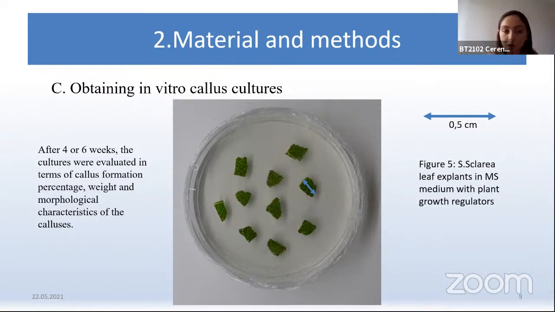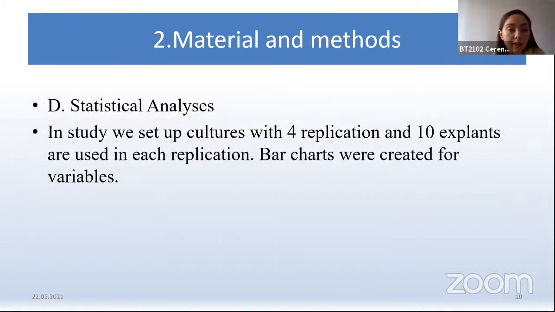After that, the cultures were evaluated in terms of callus formation percentage, weights, and morphological characteristics of the calluses. We created our statistical analysis in bar charts. We set up our cultures in 4 replications, and again, as I said, 10 explants, and we created bar charts for these variables.